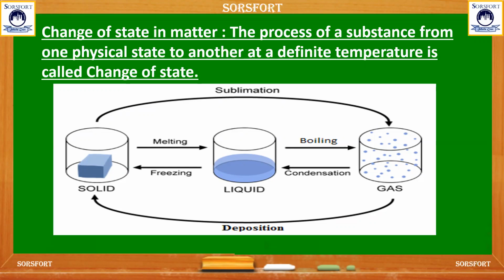Understand, students? The process of a substance changing from one physical state to another at a definite temperature is called a change of state. We can understand this through melting, freezing, boiling, condensation, sublimation and deposition. All these processes are involved in the change of state in matter. One by one, we will learn all these processes.